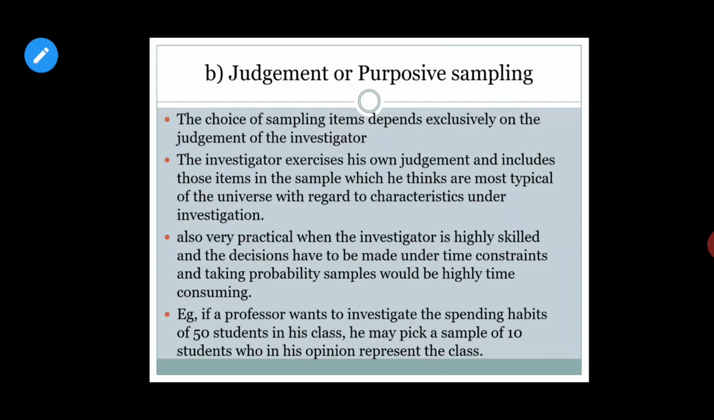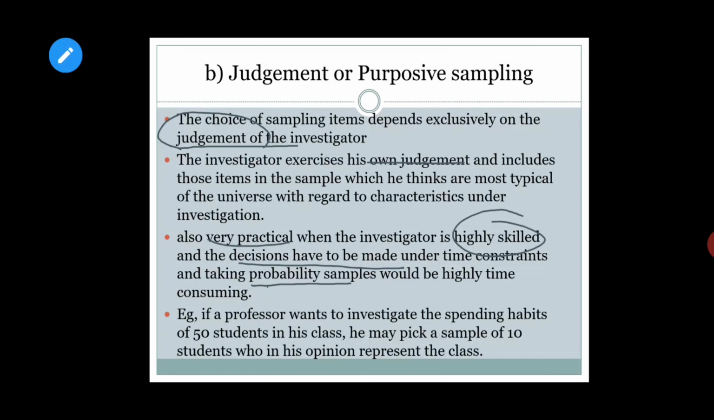The choice of sampling items depends exclusively on the judgment of the investigator. So, judgment plays the major role in this sampling. The investigator exercises his own judgment and includes those items in the sample which he thinks are most typical of the universe with regard to characteristics under investigation. Also, very practical when the investigator is highly skilled and when the decisions have to be made under time constraints and when taking probability samples would be very inconvenient and highly time consuming.